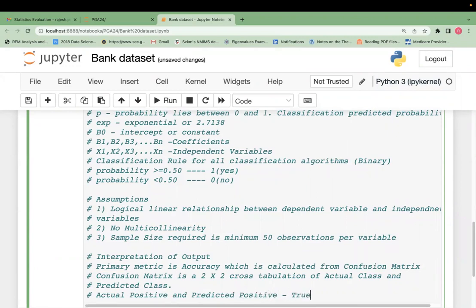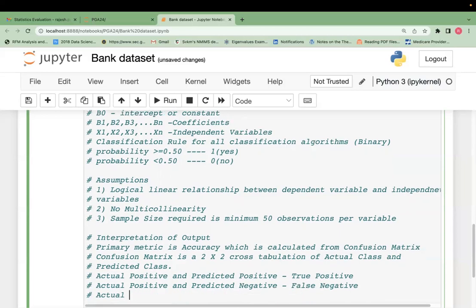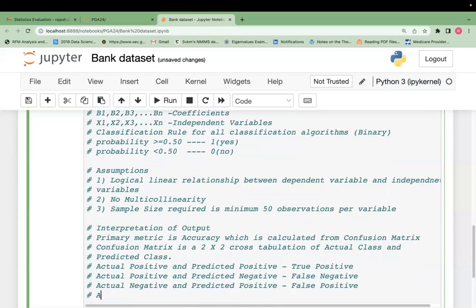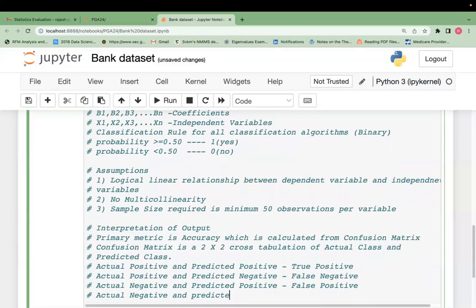We call that segment true positive. Actual is positive, but the model has predicted negative. We call it false negative. When the actual class is negative and the predicted class is positive, we call it false positive. The actual class is negative and the predicted class is also negative: true negative.